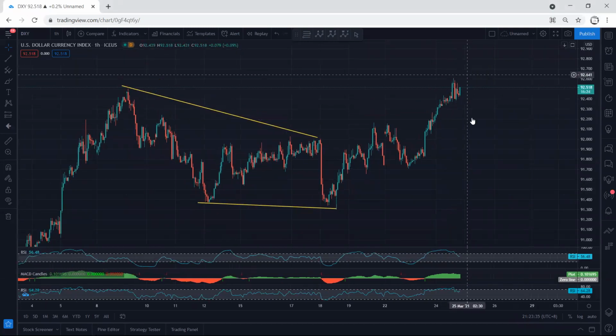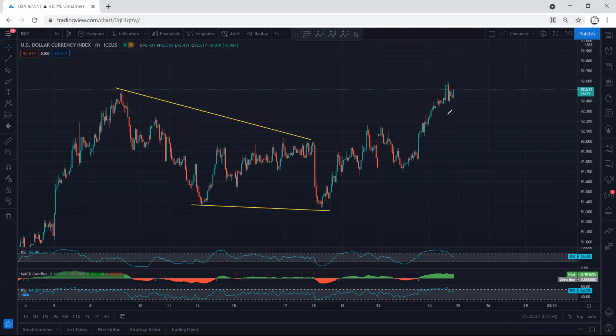Still, we can look for continuation. That's why if we get any trade setup, we'll consider it as a short term. As long as we get into profit, we start to manage it. Right now we have this, and we want to see whether we can get any trade setup. All right, still we can look for continuation.